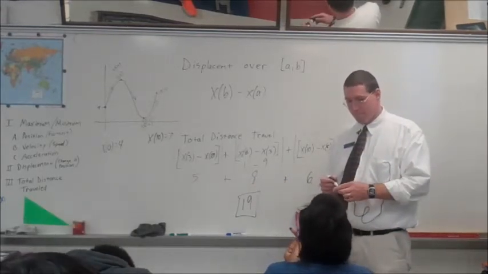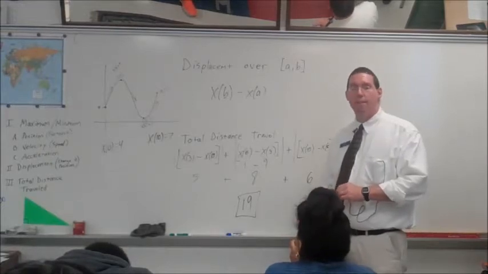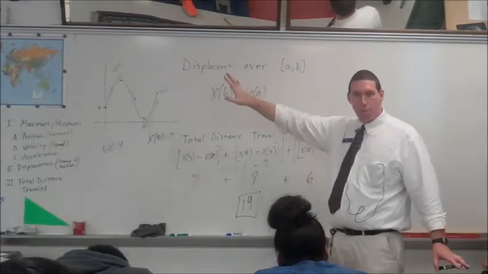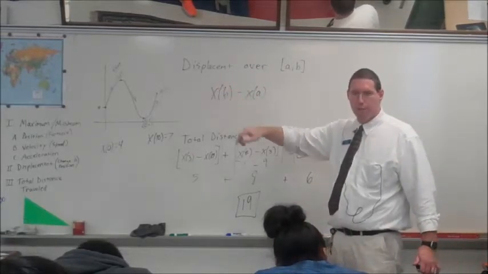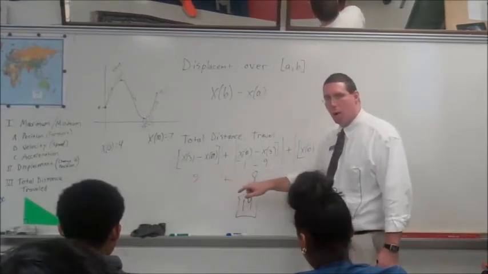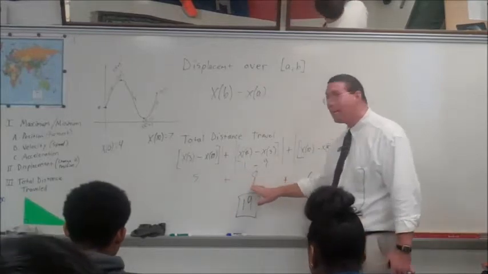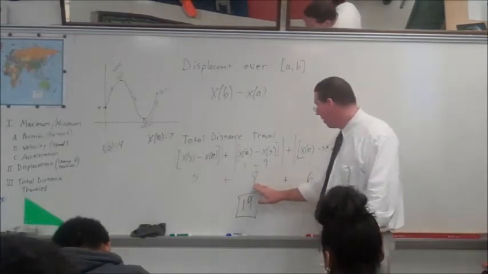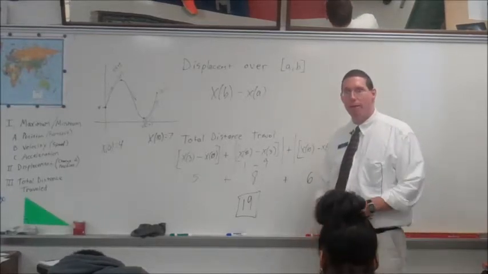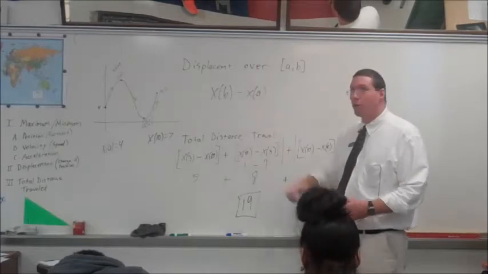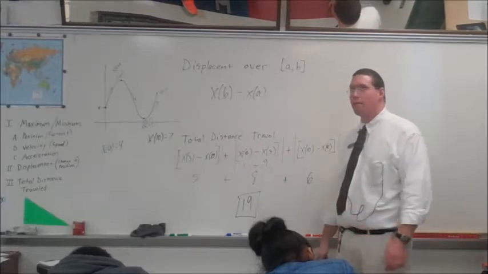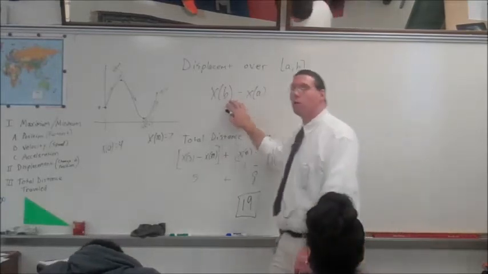For displacement itself, you don't have to do the absolute value. That's exactly right. Total displacement in general does not ignore direction. Watch what would happen if we didn't do the absolute value: 5 minus 8, negative 3, plus 6 is 3, which is what displacement is, right? So really, the only difference between displacement and total distance traveled is that total distance traveled does the absolute value of all the pieces, and displacement doesn't.